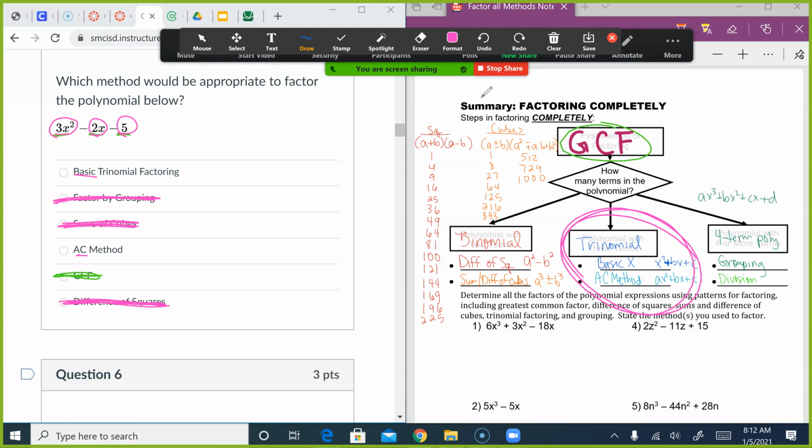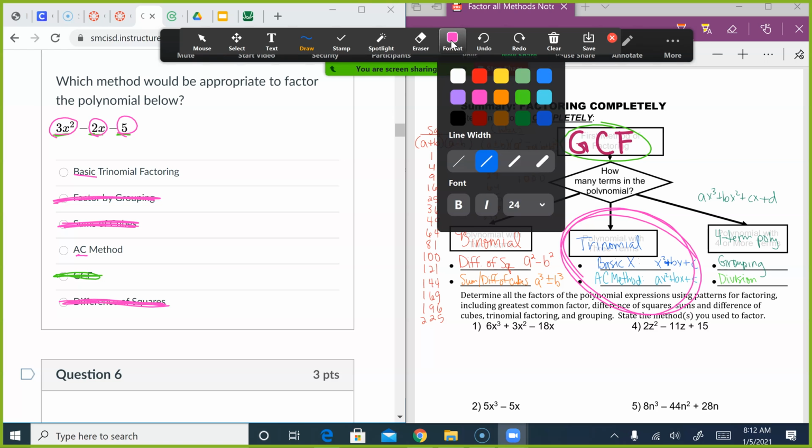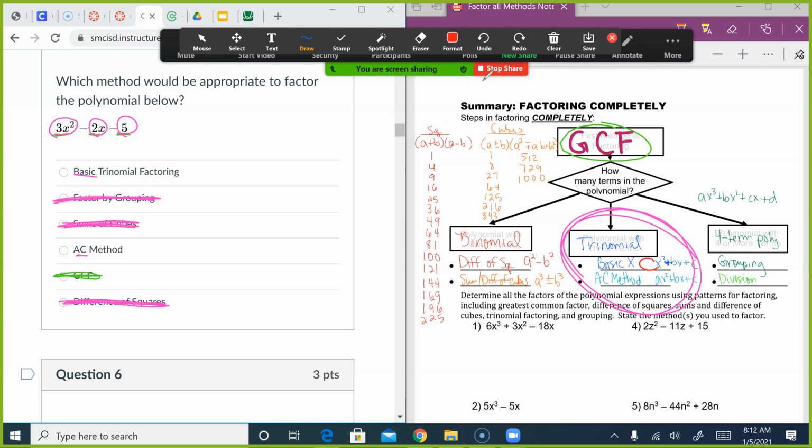And then again, remember to tell the difference, I look in front of x squared. So if no number's in front of x squared, we use basic. If there is a number, we use AC. So x squared is here. It does have a number in the front, so that means we're going to use AC method and not basic.